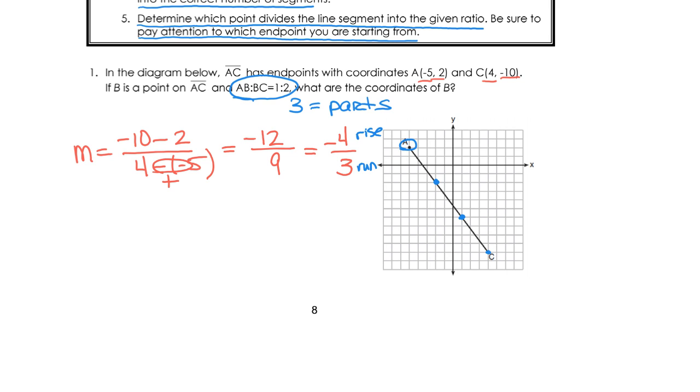And so we just have to remember that we are going and having AB be 1 equal part. And so I'm going to go ahead and put B here because that would be 1 equal part. And then BC has 2 equal parts, 1, 2. And so now they want the coordinates of B. And so I can go ahead and tell them that B is at, let's see what it is, negative 2, negative 2.